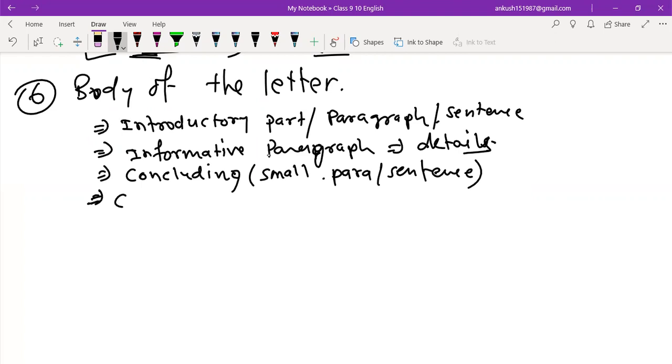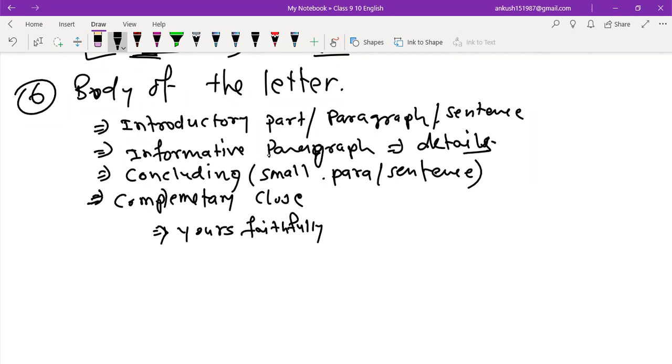Then the next part is the complimentary close. What does complimentary close mean? Sir, writing yours faithfully, your student. Whenever you are writing, you write yours faithfully. One thing you have to keep in mind: we put a comma here, and we do not add an apostrophe. Yours faithfully.